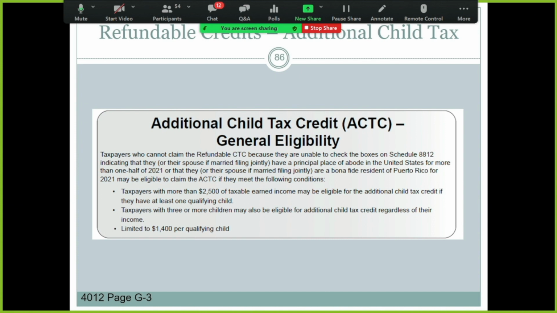So with the additional child tax credit, these are for taxpayers who cannot claim the refundable or possibly may not qualify.